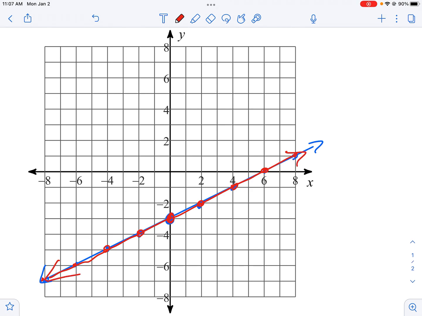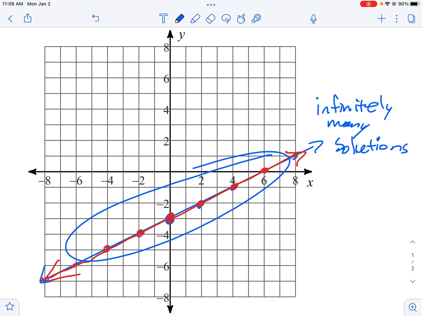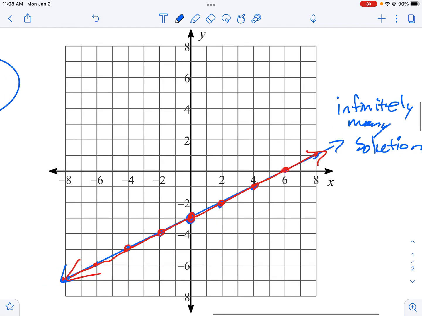Which means if we're trying to find out a point that's the same for both lines, all of these points work on both lines. And so we would call that infinitely many solutions. Yep, if they are in fact the same line, then all these points work. Like 0, -3, and at 2, -2, and at 4, -1, and at 6, 0. All of those points work for both the equations.